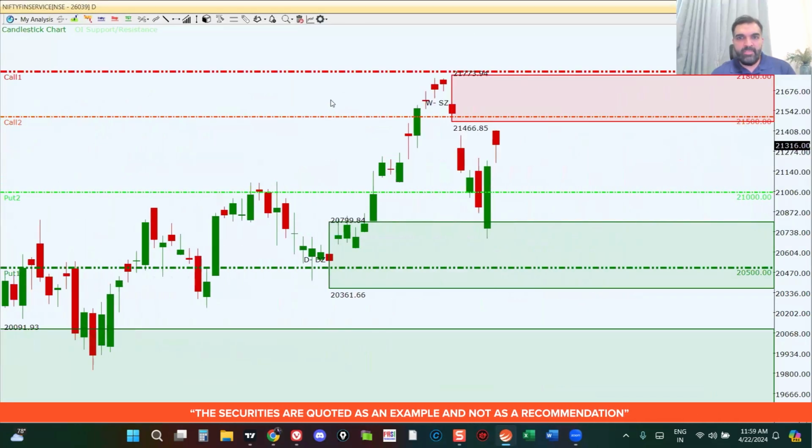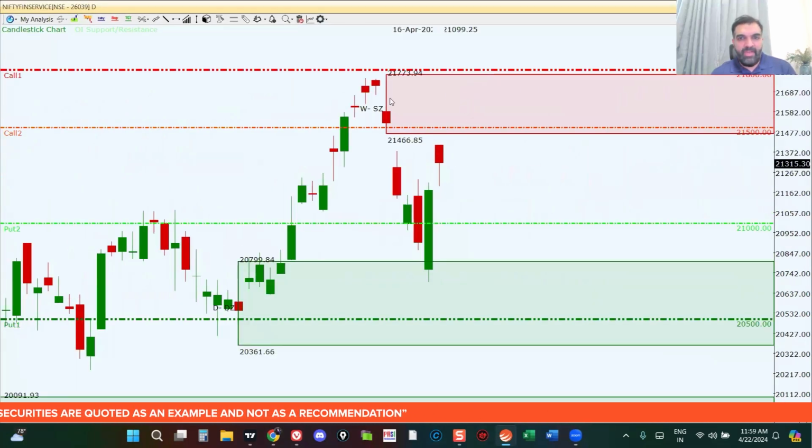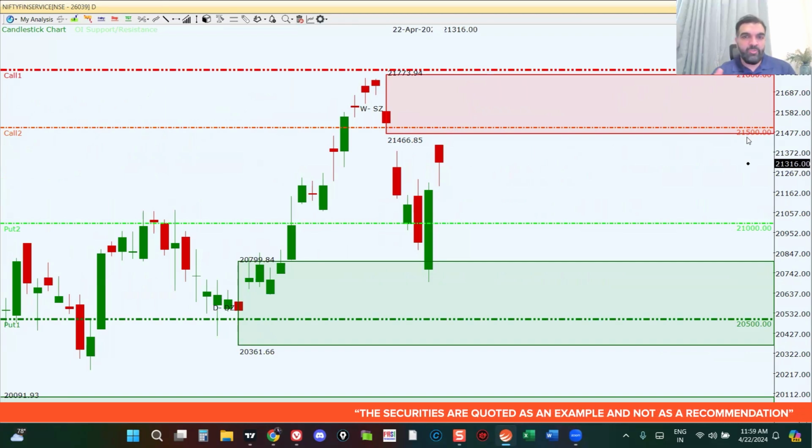If we now go on to the daily chart, and if we load the daily chart along with the open interest levels, we can clearly see that the Nifty Financial Services has the highest call open interest at 21,800, but there is one more crucial level of 21,500, which more or less is lining up with the Nifty level.